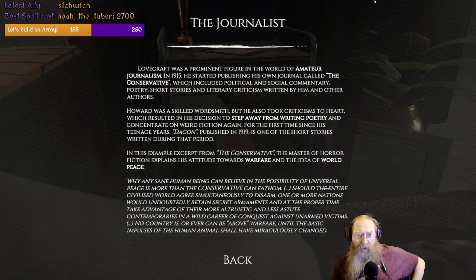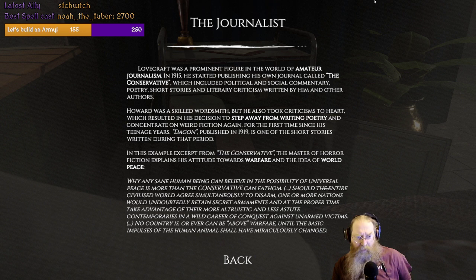Lovecraft was a prominent figure in the world of amateur journalism. In 1915, he started publishing his own journal called The Conservative, which included political and social commentary, poetry, short stories, and literary criticism written by him and other authors. Howard was a skilled wordsmith, but he also took criticisms to heart, which resulted in his decision to step away from writing poetry and concentrate on weird fiction again for the first time since his teenage years. Dagon, published in 1919, is one of the short stories written during that period.